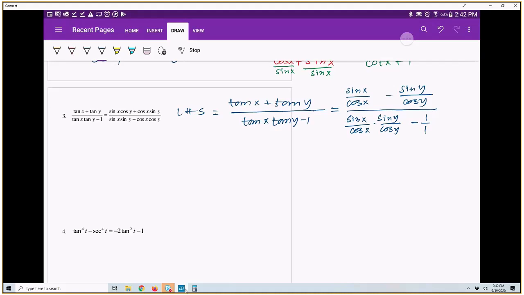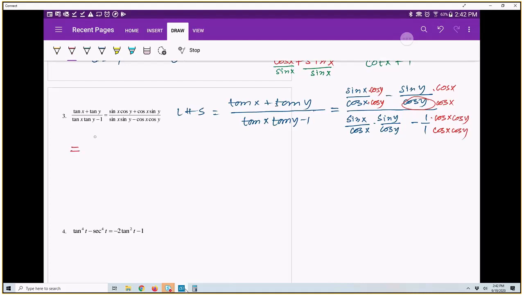Again, find the common denominator. So the first one, you have to multiply the denominator cosine y. So you're going to multiply cosine y on top and on bottom. The next one, you're going to multiply cosine x on top and on bottom. Whereas in the denominator, the common denominator is cosine x cosine y. So I multiply all of that on top and bottom of 1. So cosine x cosine y, cosine x cosine y. Let's see what we get.